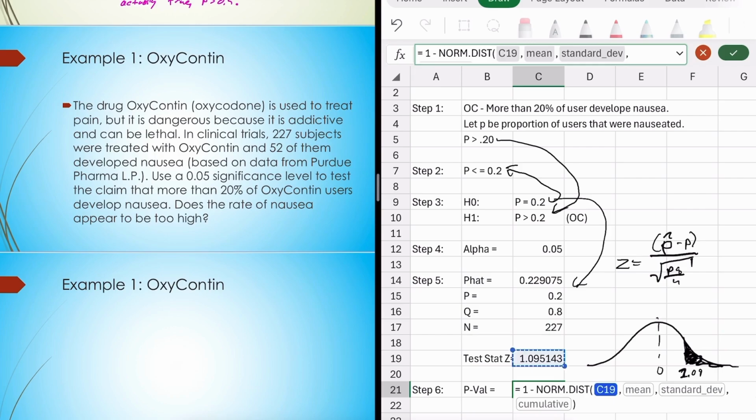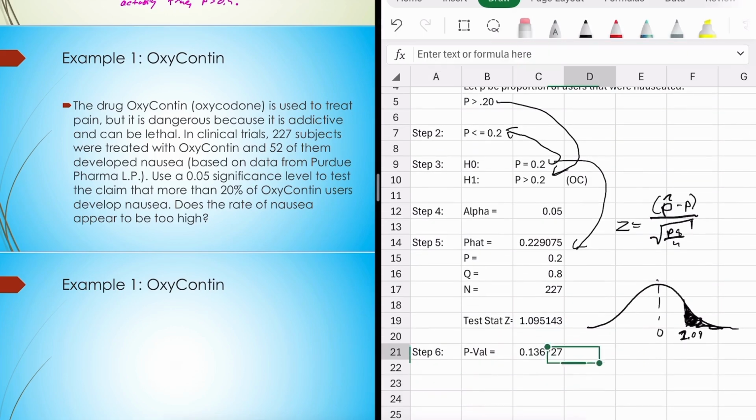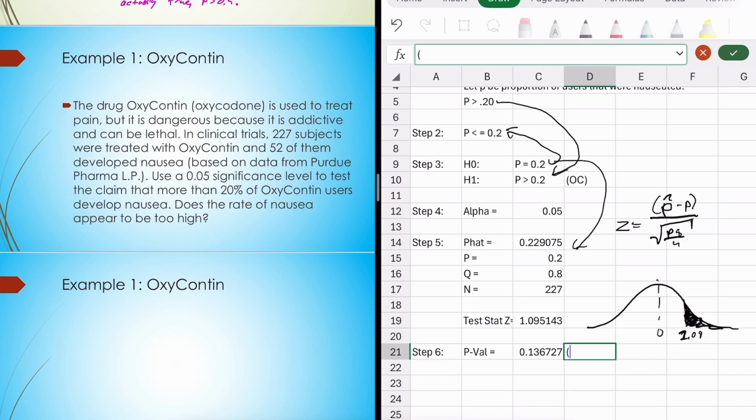X is my z value. Mean is 0. Standard deviation is 1. Cumulative is 1. Enter. And I get 1.13. Okay. And this thing, I'll just go ahead and make a note. This thing is bigger than alpha.